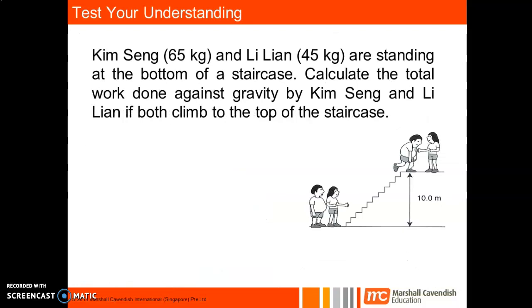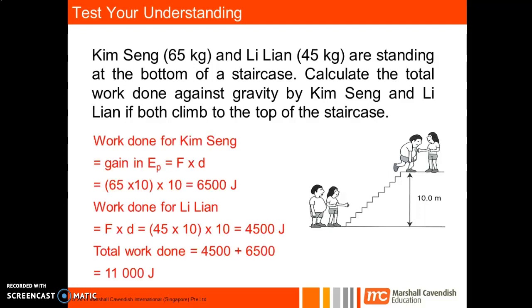Let's take a look at question 2. Kim Seng and Lilian are standing at the bottom of a staircase. Calculate the work done against gravity by Kim Seng and Lilian if both climb to the top of the staircase. Work done against gravity is the gain in gravitational potential energy. So you can use mgh in this case, or you can use force times distance. For Kim Seng it is 65 times 10. This is the m, this is the g, and this is the h, which is the distance traveled, that's 10 meters. Then for Lilian it is 45 kg times 10, and times 10 also for the height traveled.